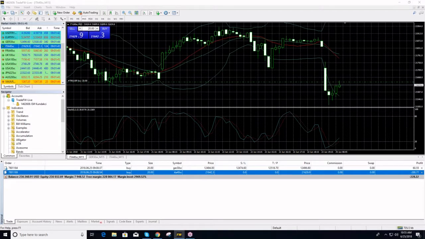Let me see. The overall trend is a downtrend on DAX and Italy 40, but we went long because we see that the trend will go a bit up and then we will go short.